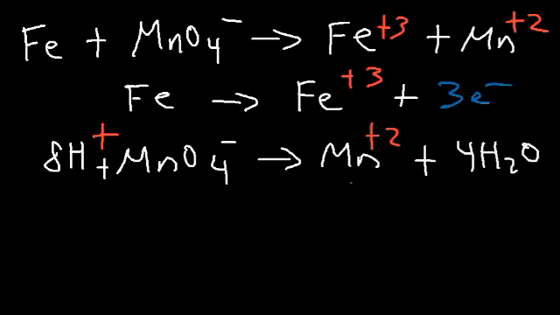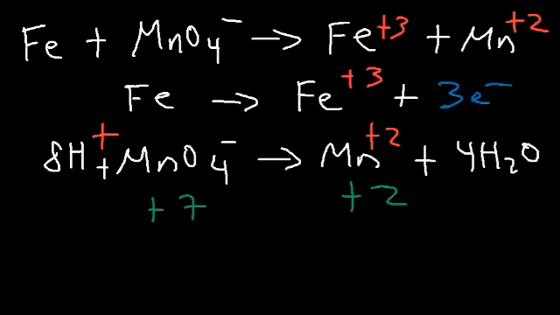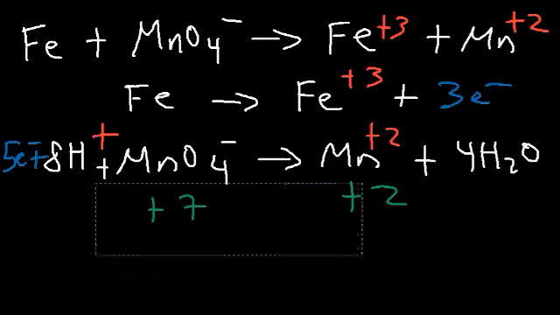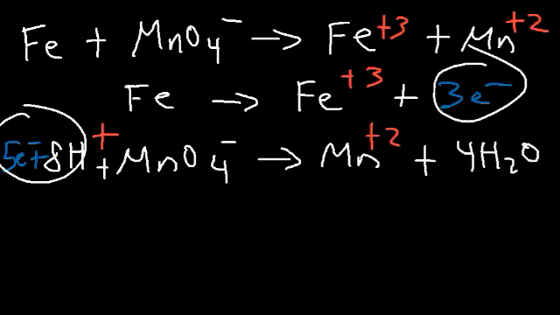The total charge on the right side is 2. On the left, it's 8 plus -1, which is positive 7. 7 minus 2 is 5. So we need to add 5 electrons to the left side. So now the second half reaction is balanced. Now we need to make the number of electrons equal. We have 3 in the first half reaction, 5 in the second.